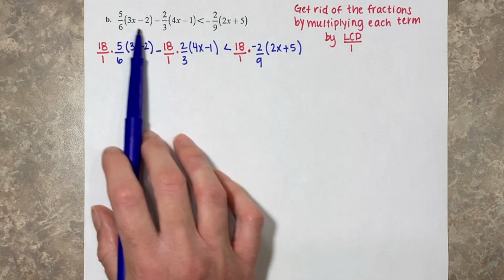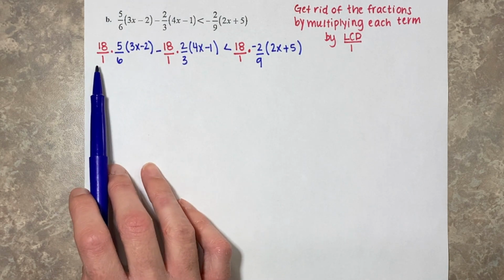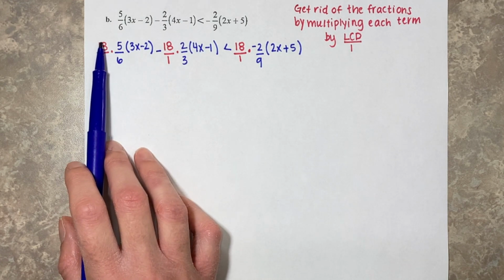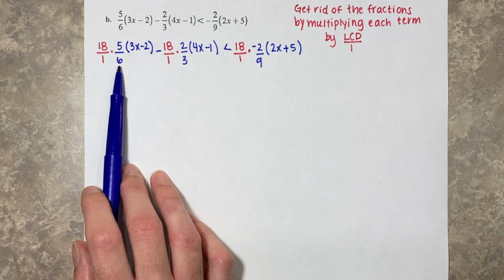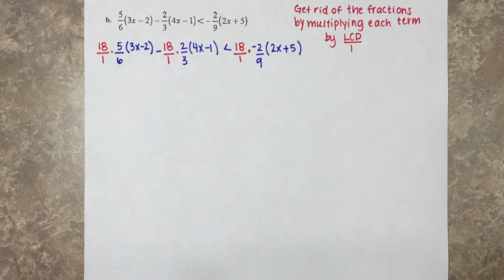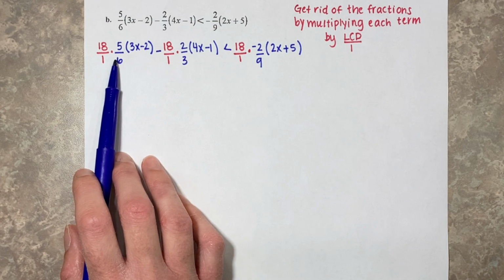When we're dealing with an expression like this, if we remember our order of operations, they tell us when you're multiplying several different quantities, we're supposed to multiply from left to right. So first we should multiply the 18 over 1 times the 5/6. Once we get that answer, we can multiply that answer by the quantity 3x minus 2. Now there's two different ways we can multiply the 18 over 1 times the 5/6.